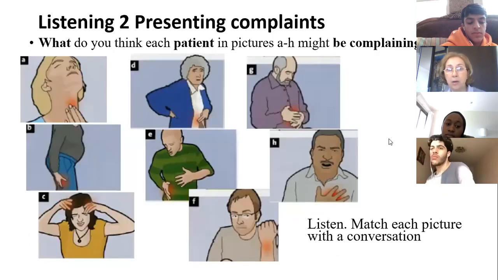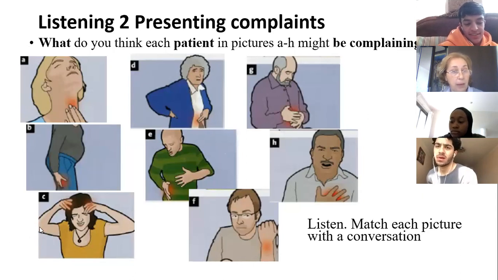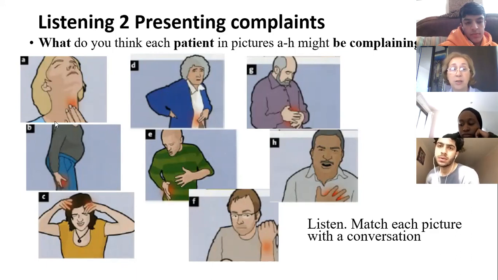And here is one more task, just a listening task. So when the doctor is talking to the patient about the location of pain, before we start listening, I would like you to just remember the names of the parts of the body that the patients are touching. For example, picture A.